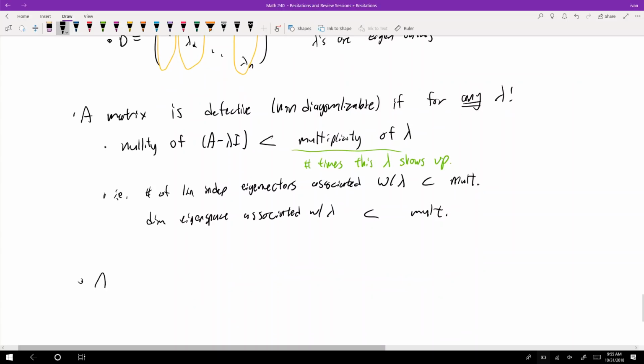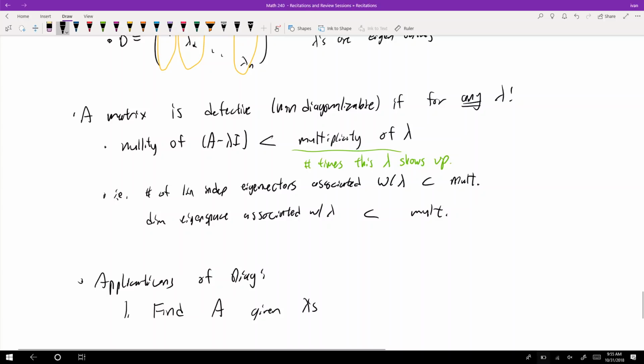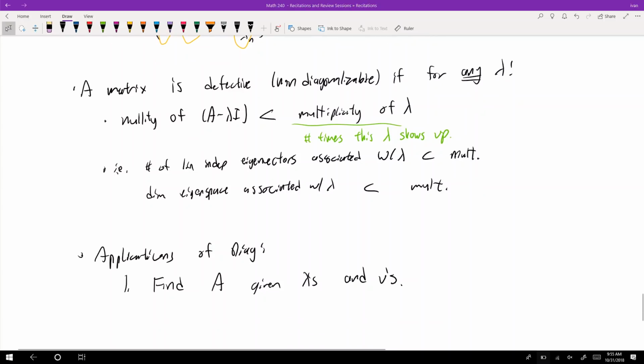Last thing, applications of diagonalization. One, you can find A given lambdas and v's. Right? You just use A equals S D S inverse. We did that on Monday.